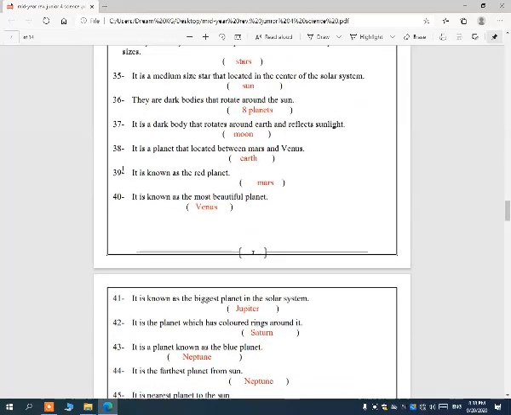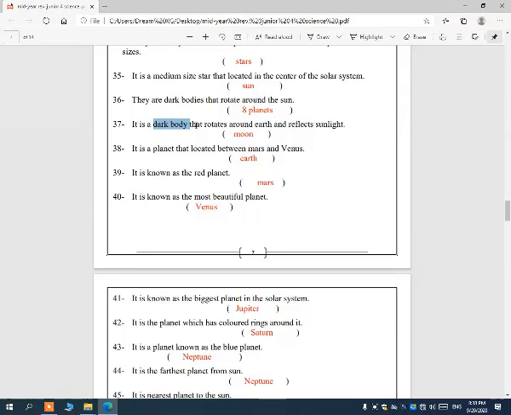Sun. 36. They are dark bodies that rotate around the sun. Eight planets. Yes. 37. It is a dark body that rotates around the earth and reflects the sunlight.